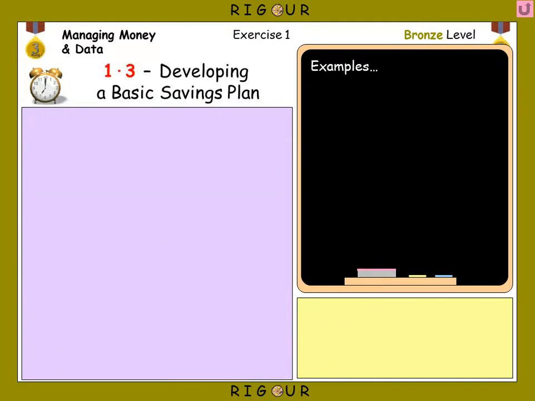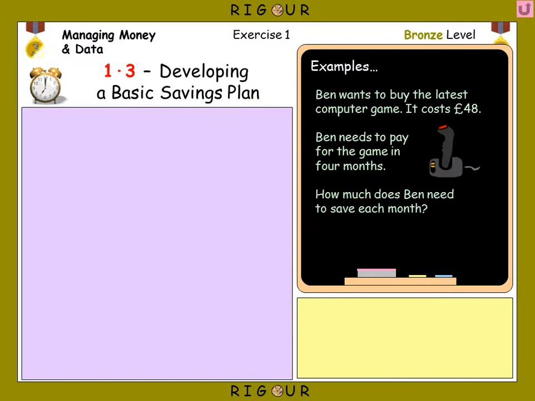1.3, Developing a Basic Savings Plan. So sometimes in life you guys are going to want to purchase expensive items, and the right thing to do here is to save up your money by developing some form of basic savings plan, and then once you've got enough money you can go out and purchase the item that you desire.